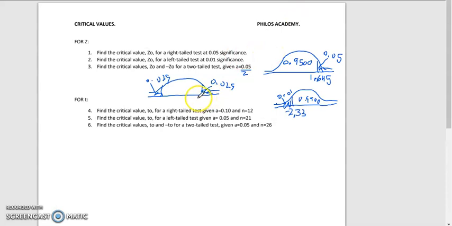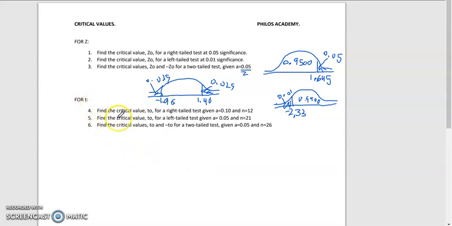So what it means is that this place should be positive 1.96 and this place should be negative 1.96. That's the meaning of your answer. Okay. That is it. That is all. So let's go to question 4.